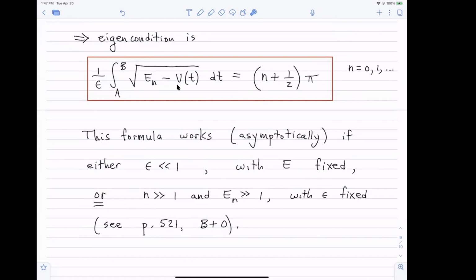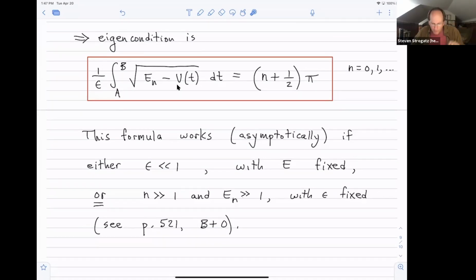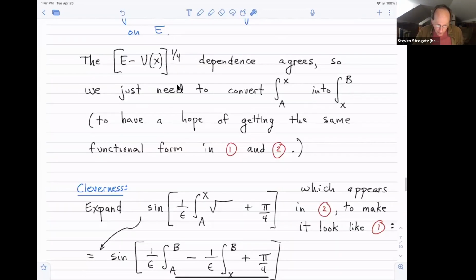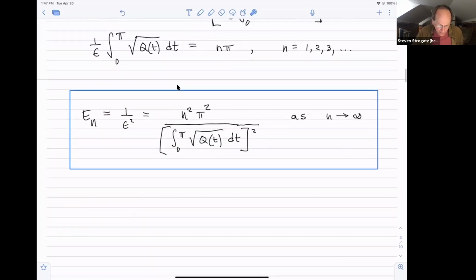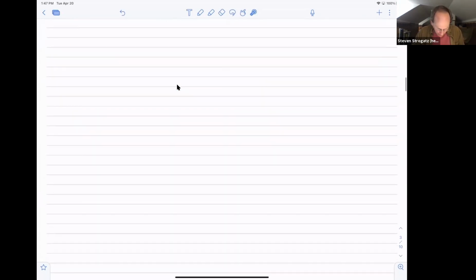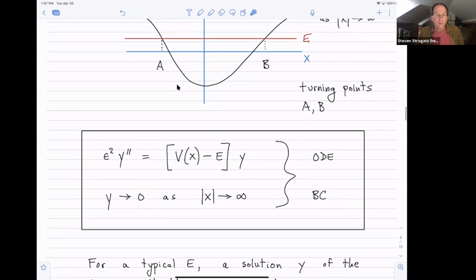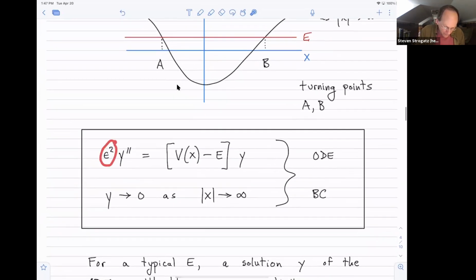Isn't epsilon defined in terms of En as well? That was in the first problem. Oh. That was in the first problem. So if you'll recall back there, you're right. There we had that condition, right? That epsilon squared was 1 over E. But in this problem, they're different. There's this epsilon squared sitting here.